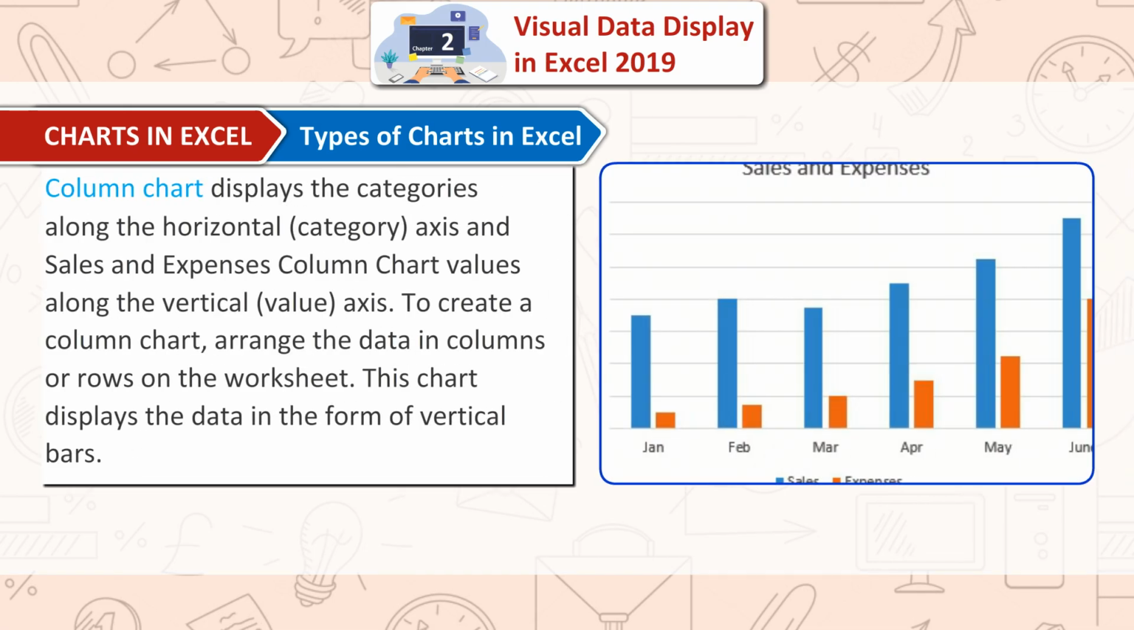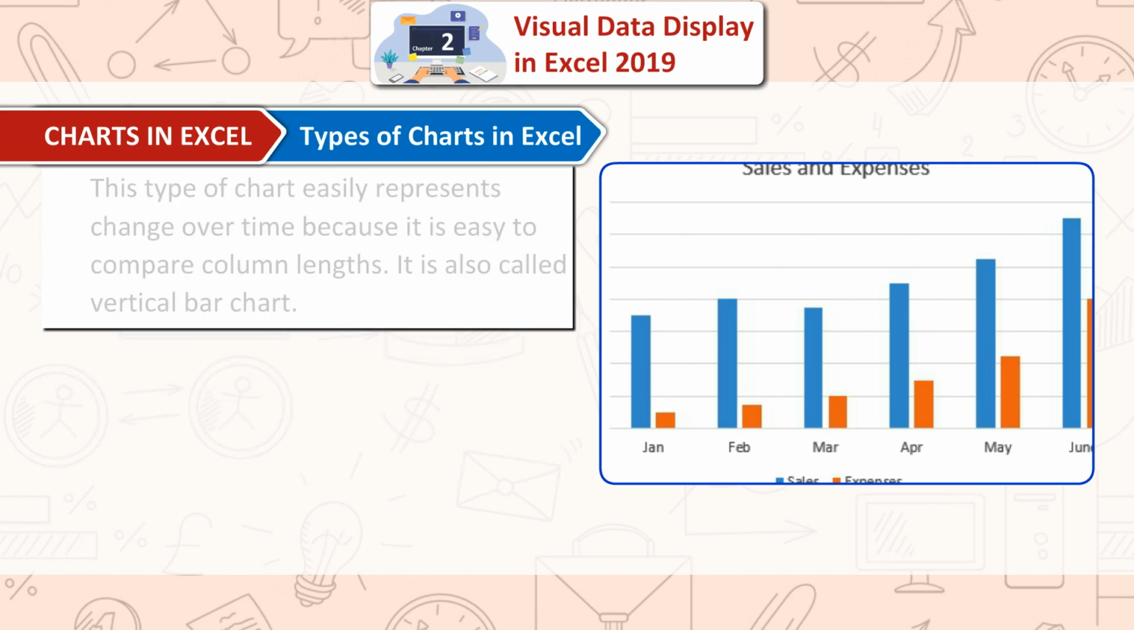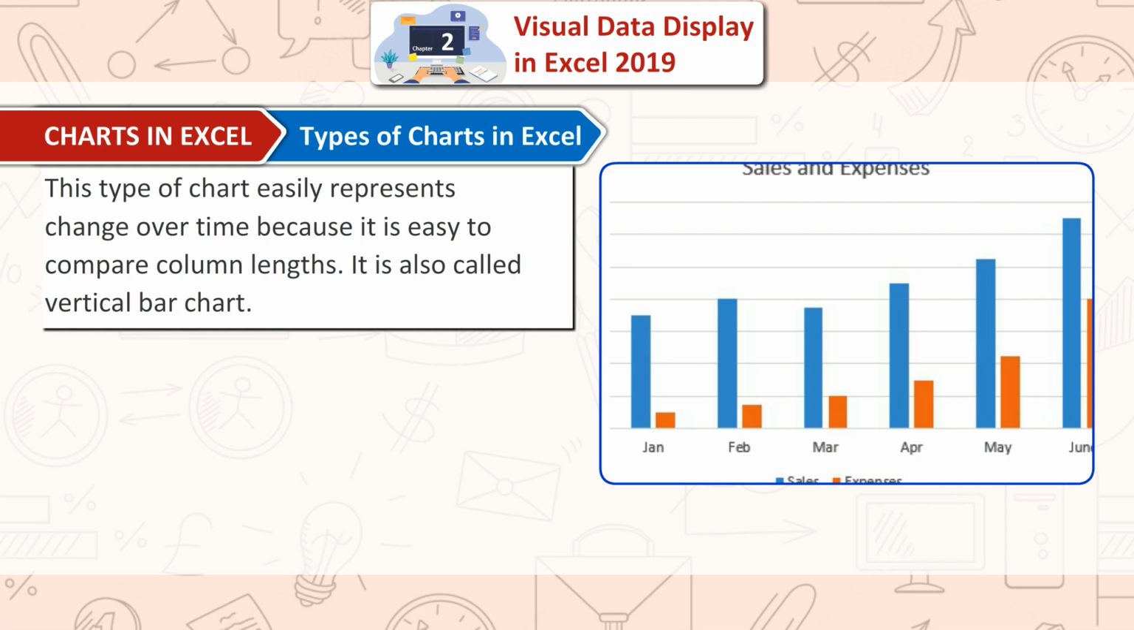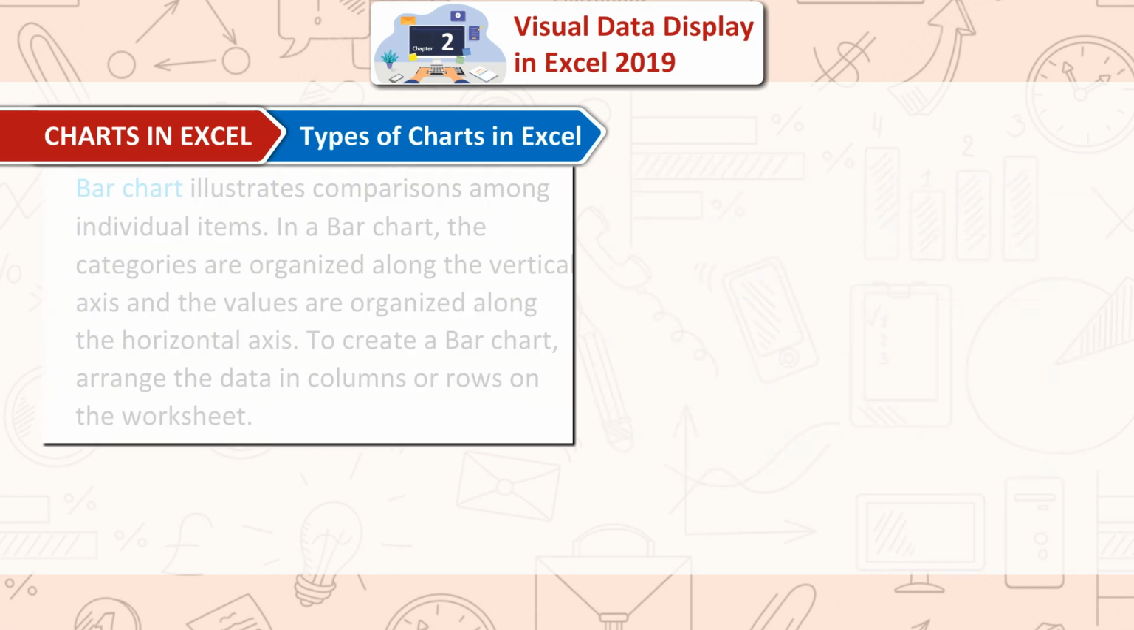Column chart displays the categories along the horizontal category axis and values along the vertical value axis. To create a column chart, arrange the data in columns or rows on the worksheet. This chart displays the data in the form of vertical bars. This type of chart easily represents change over time because it is easy to compare column lengths. It is also called vertical bar chart.